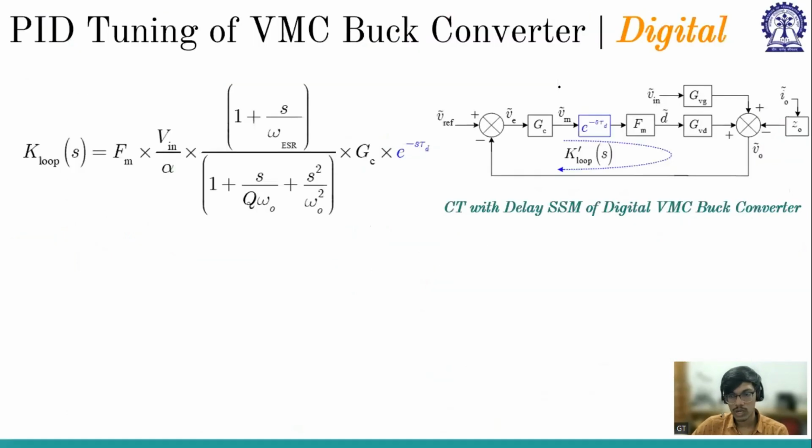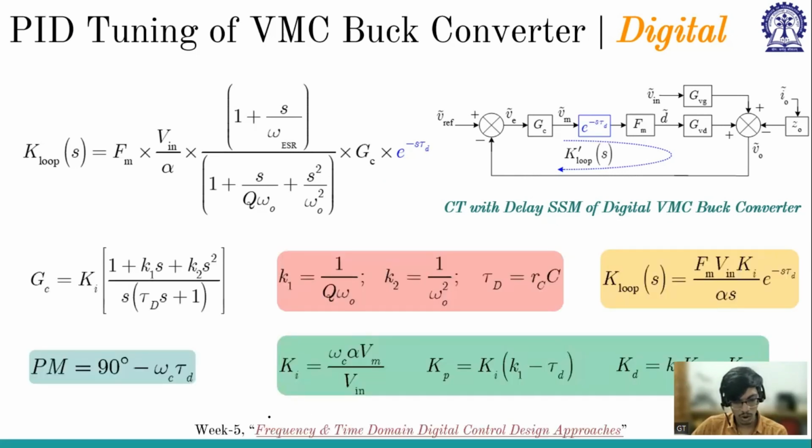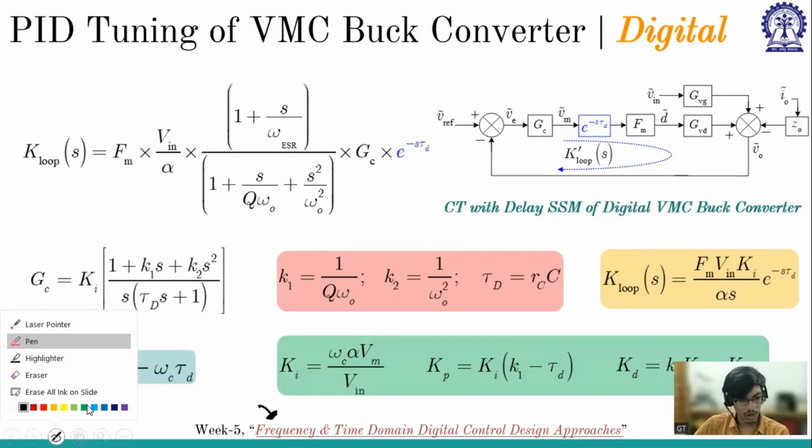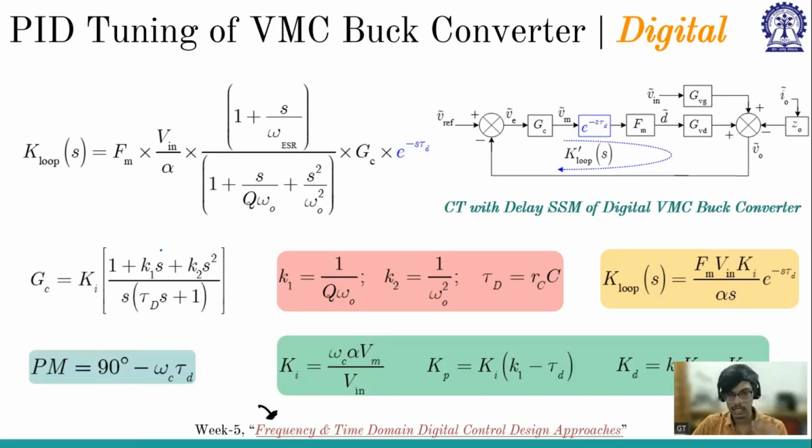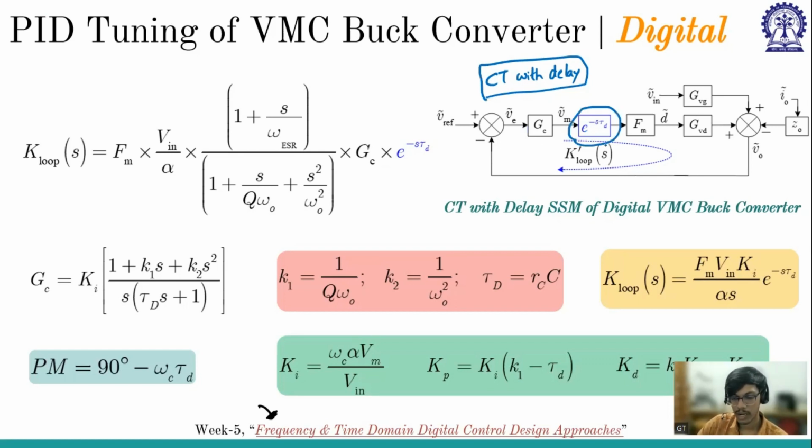Now we'll go into the design aspect, which was discussed in week 5. All the details are discussed in week 5, so I will not go into the details, but I'll just quickly summarize. So this is the model. We had discussed the continuous time model with delay. We had seen that this model is quite close to our discrete time model, and we had concluded that this model should be sufficient to design a controller, and that's why we are using this. This is the delay, and the rest of the part is continuous time.